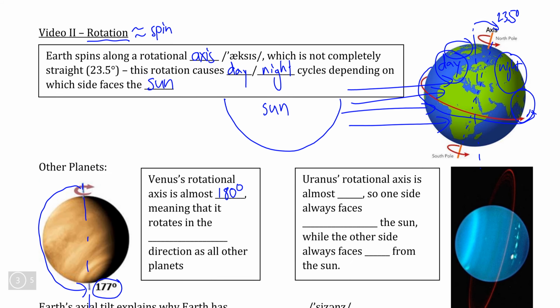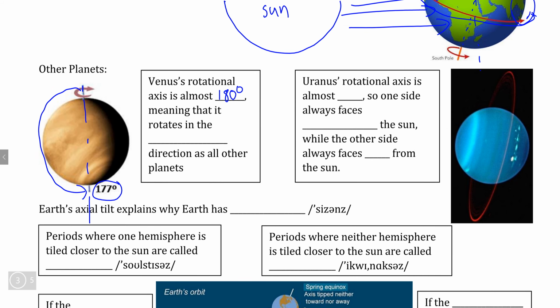Now, we can see that Earth rotates from left to right like this, but because Venus has basically been flipped on its head, that means that Venus rotates in a right to left direction, which is actually the opposite direction as every other planet. And Venus is the only planet like this because it's the only planet with such an extreme axial tilt.